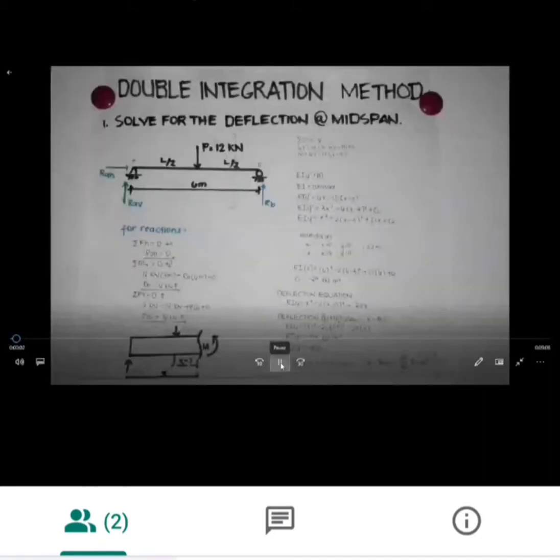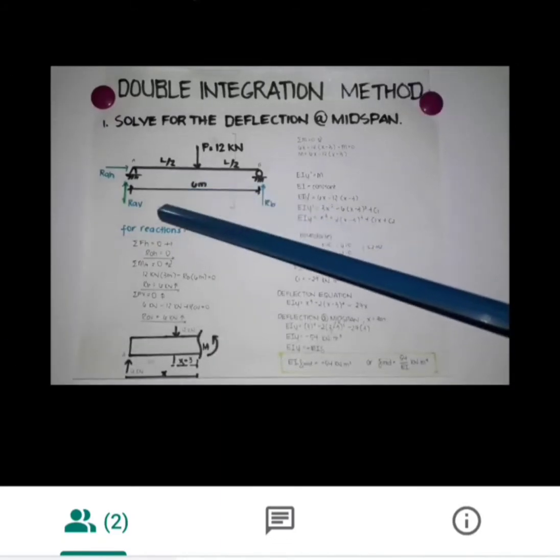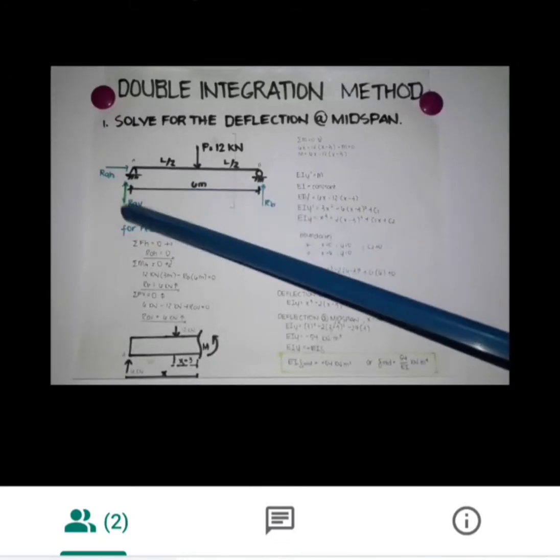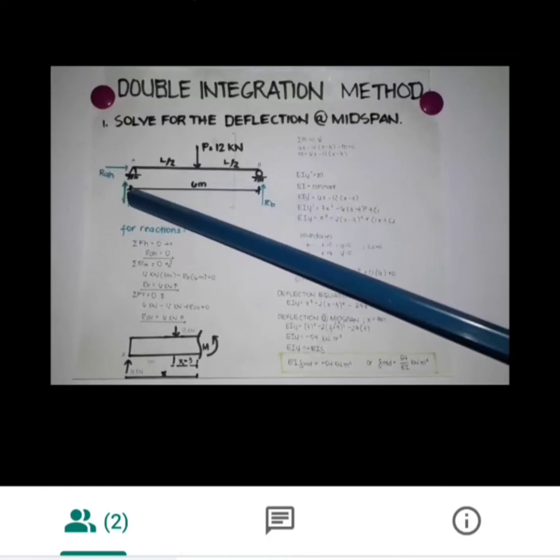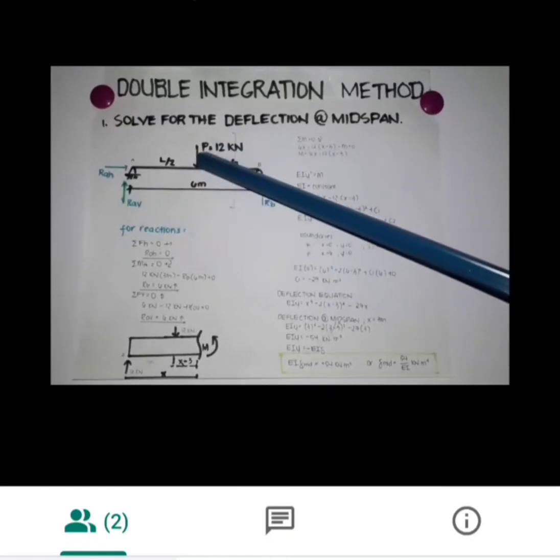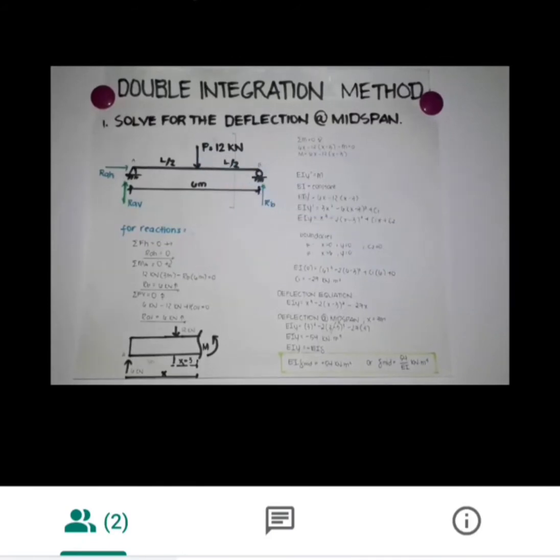Discuss how to compute for the deflection of beams using the double integration method and moment area method. In this problem, we are asked to determine the deflection at each span. Looking at the diagram, we have a simply supported beam, the 6 meter span, and a 12 kilonewton concentrated load at the middle. The first step to get the deflection is to get the reactions of the supports.